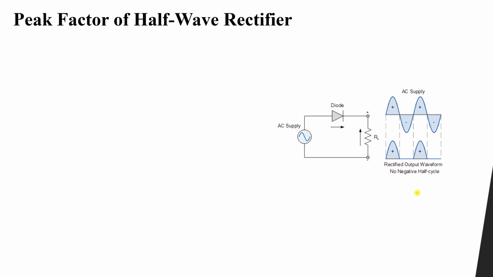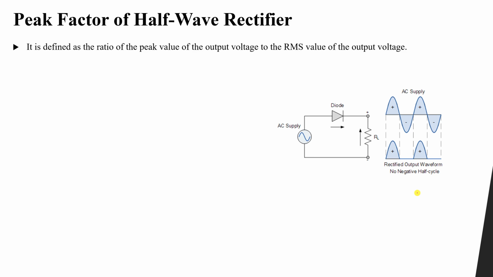Now what is the peak factor of a half wave rectifier? This is another definition. The peak factor is simply the ratio between the peak value of the output voltage and the RMS value of the output voltage. So it will be like this: Vmax over VRMS. If you look at this circuit, which is the half wave rectifier, the peak value is Vmax, with respect to the root mean square of the signal. In this circuit it will be equal to 2.